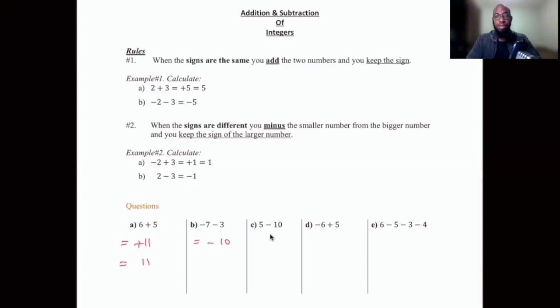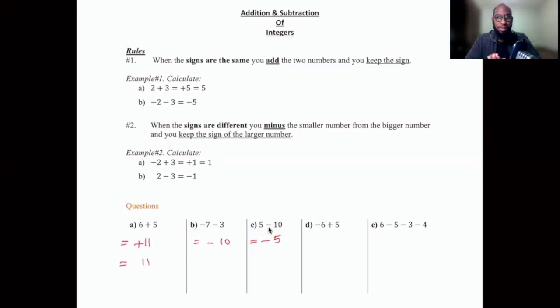So if we look at question C here, we have 5 minus 10. Now, are the signs different? Yes, the signs are different because in front of 5, we have a positive. In front of 10, we have a negative sign. So the signs are different. Minus the smaller number from the bigger number. So 5 from 10 is 5. And you keep the sign of the bigger number right here, 10. So the answer is negative 5, all right?